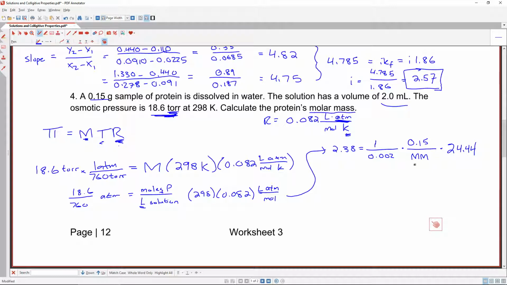Okay, so at this point we can do the bit of algebra to solve for molar mass. Right, so molar mass would be equal to 2.38 times, put these in parentheses so it's easier to read, 0.002 divided by 0.15 divided by 24.44.